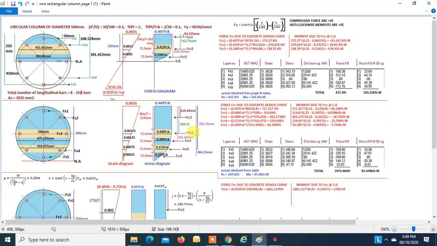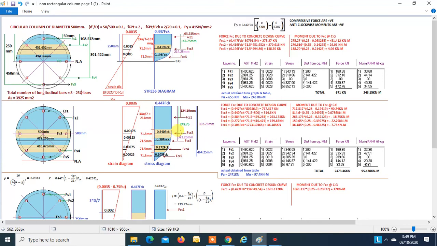Now let us find force FCC2. So find the mid width, we are taking 500. Find the strain corresponding, 0.00175. Put the value of strain over here. Find Fs, it is 0.440 FCK. FC2 is 0.440 FCK into 21.5, that's the height of the strip, and width of the strip is 500. So this is how we get force FCC2.